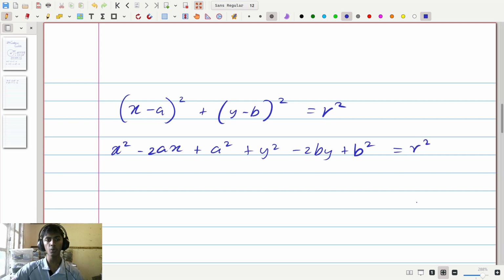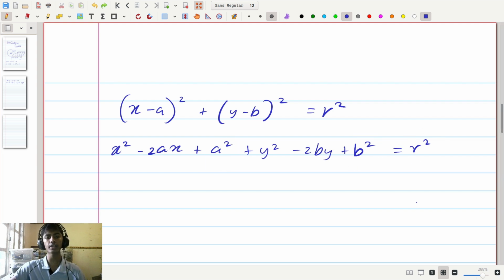What we're going to do now is take this x squared term and y squared term to the front, and next we're going to put the negative 2ax and the negative 2by. We're going to take this a squared and b squared to the end, and we're also going to take this r squared to the other side, and we're going to try to group all three of these constants together.